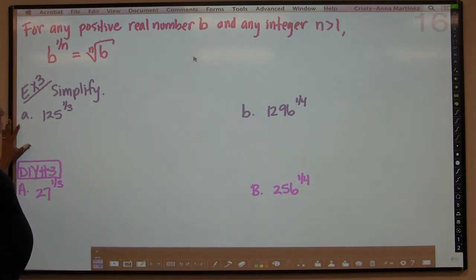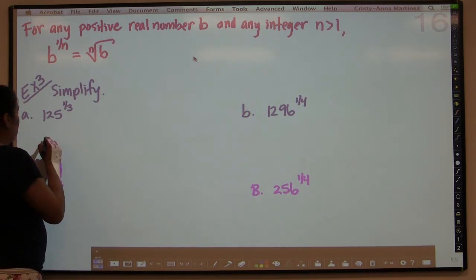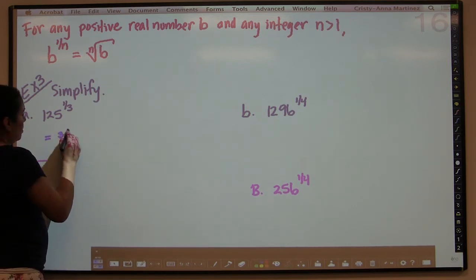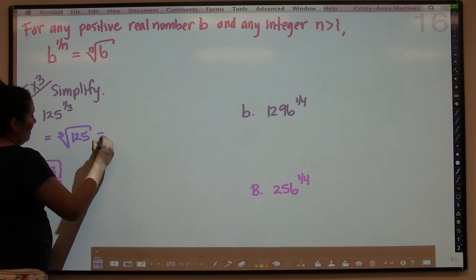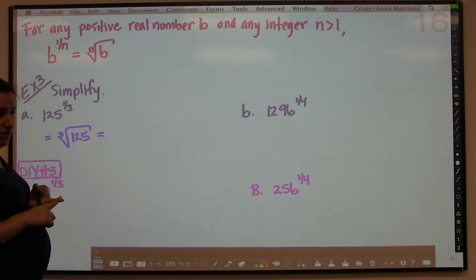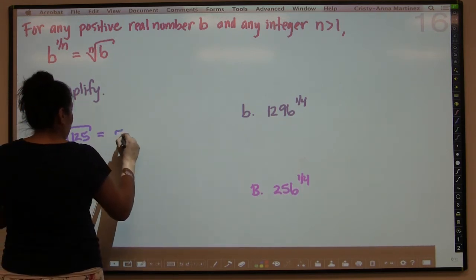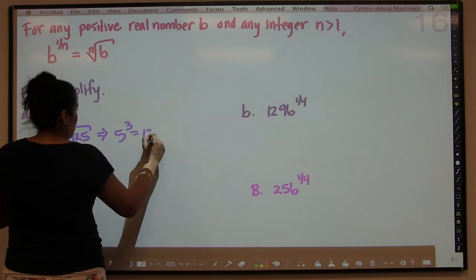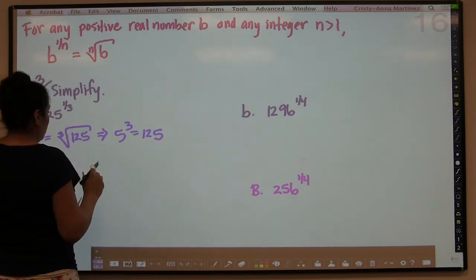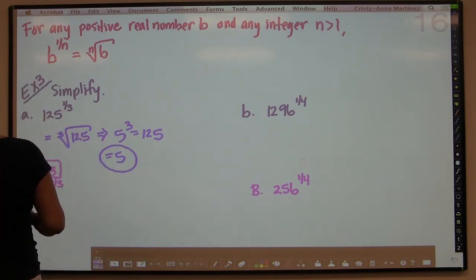So for 125, they want us to simplify this, and it's 125 to the 1/3. And so what we know is that it's going to be the cubed root of 125, and then like the previous example, we're looking for a number that multiplies by itself 3 times to get 125. So 5 times 5 is 25, and 25 times 5 is 125. So because 5 to the third power is 125, the cubed root of 125 is going to be equal to 5. So for example 3, we now have our answer that it's 5.